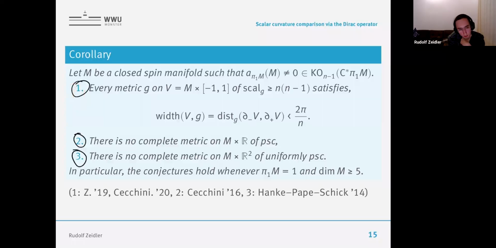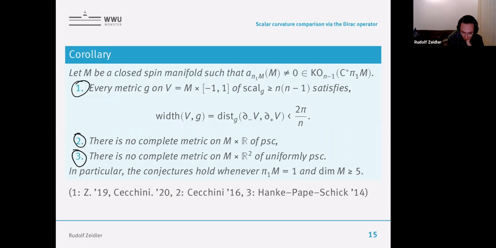So for that reason, all these three conjectures follow for these manifolds from this one theorem. And in particular, these conjectures hold whenever the fundamental group is trivial and the dimension is at least 5, using the theorem of Stolz. And also, you can plug in your favorite exotic sphere with non-vanishing alpha invariant if you want. And then you get these kinds of estimates here. And they indeed really depend on the differentiable structure as well.